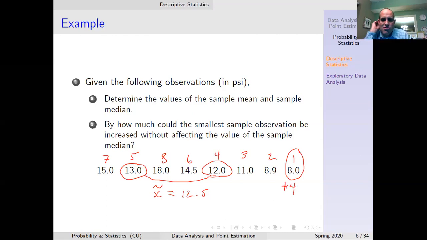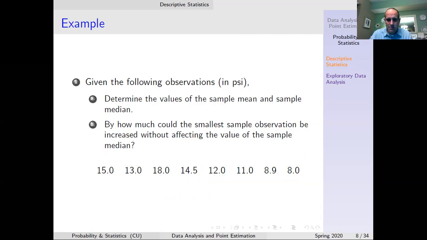And by the way, I could drop that first value by any amount. I could change that 8 to negative 30,000, and the sample median would still be 12 and a half. So the sample median is not getting jacked around by huge fluctuations in other values. On the other hand, the sample mean would get hugely jacked around by those. So it's interesting to think about.